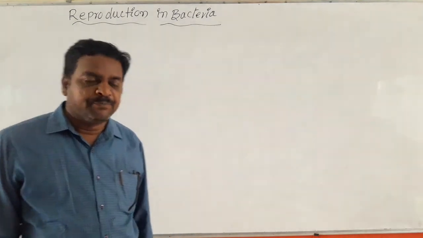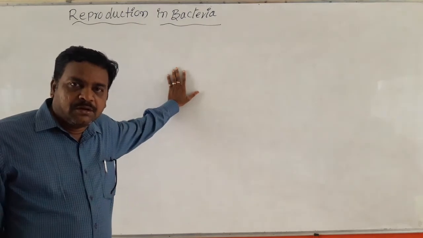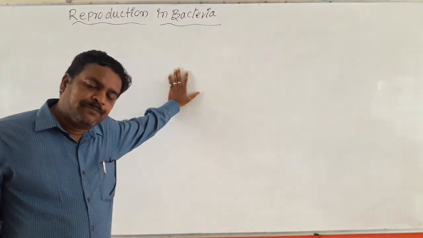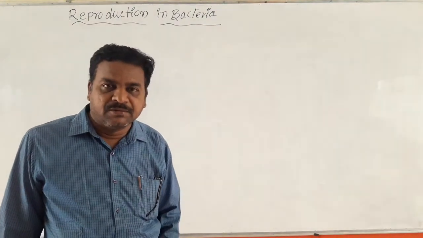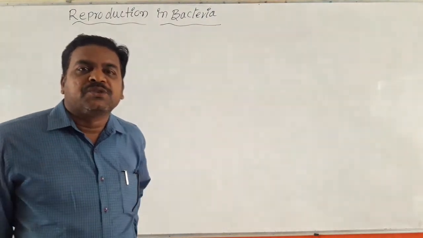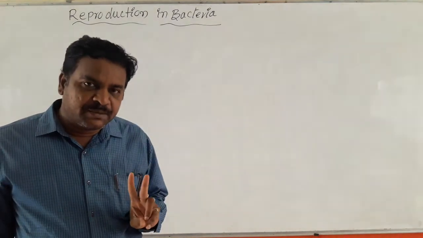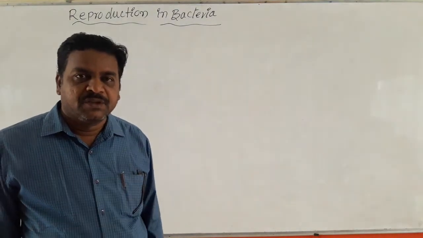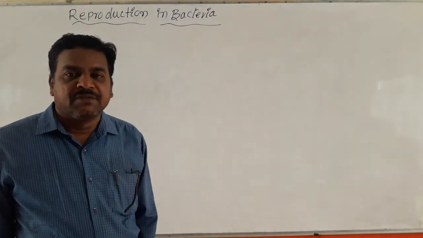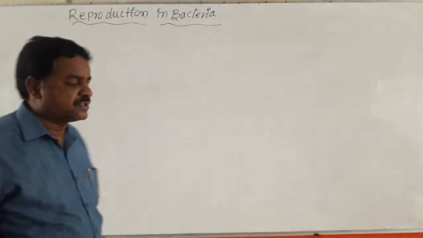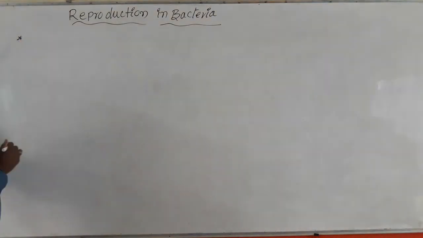At the same time, bacterial cells reproduce by two methods. One is binary fission, the second one is endospore formation. Means there are two methods of reproduction in bacterial cells. One is asexual reproduction, the second one is sexual reproduction. So, bacterial reproduction is of two types.